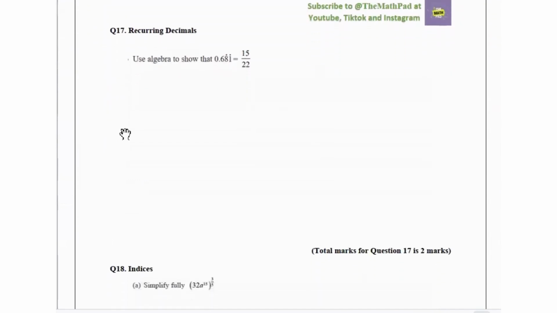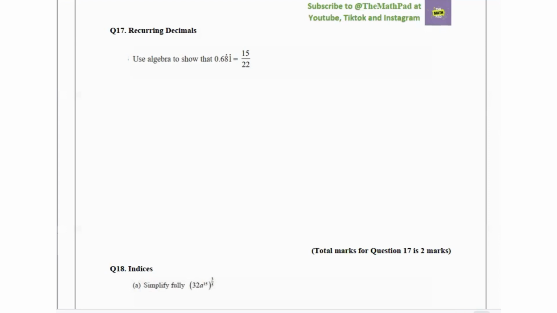Recurring decimals. Another very popular question that always comes. If it doesn't come in paper one, it comes in paper two. So for this, there's a very specific pattern, 2-3 steps. If you understand those 2-3 steps, you can easily score the 2 or 3 mark questions that they give in the exam.